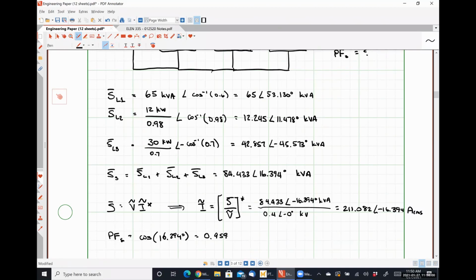So is it leading or lagging? Pardon? Lagging because it's positive, right? Leading power factors always have a negative angle.